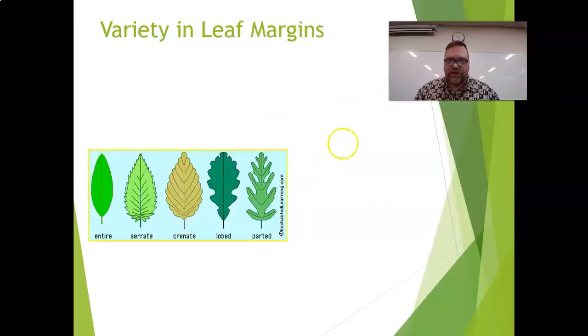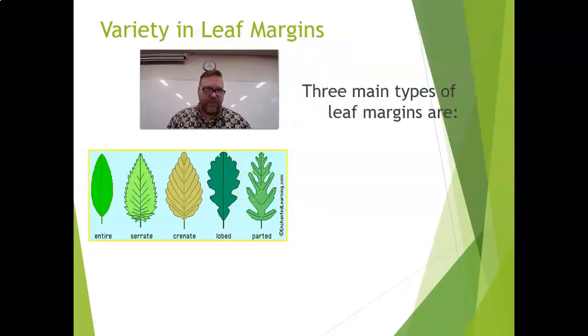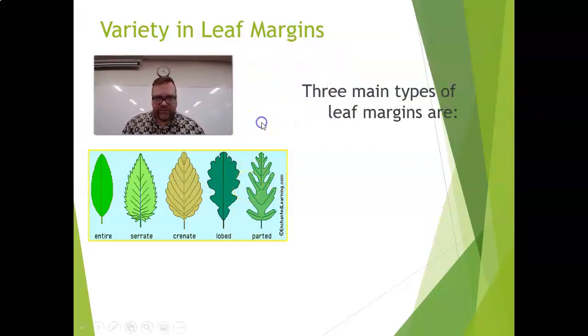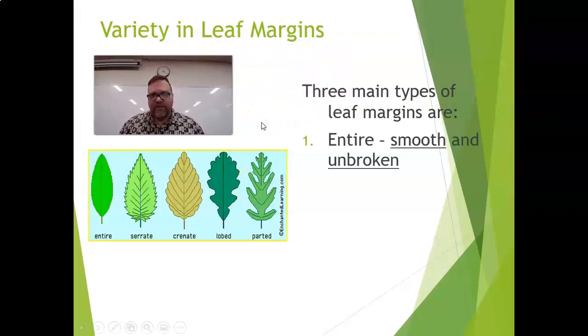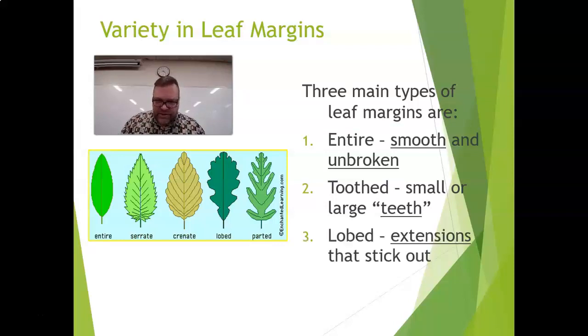Let's talk about margins, leaf margins. A margin is the edge, very similar to what we have for our paper. The margin on your paper is the edge of the paper. Let's see if we can put it over here. We can have the entire. An entire margin means that it's smooth and unbroken. That would be like the picture that says entire. You could have toothed, could be small or large teeth. Think of it like little sharp edges, like maybe the teeth of a saw.